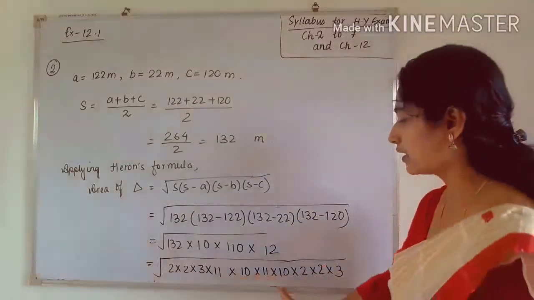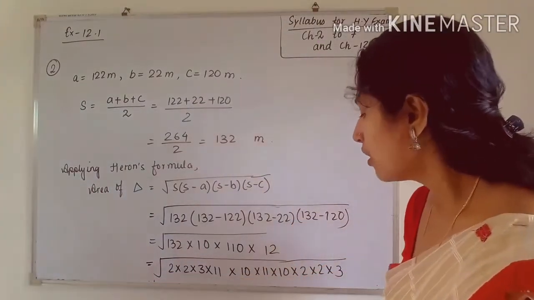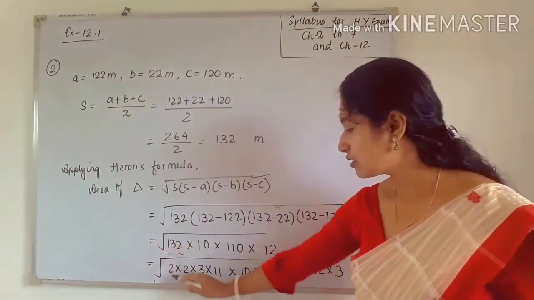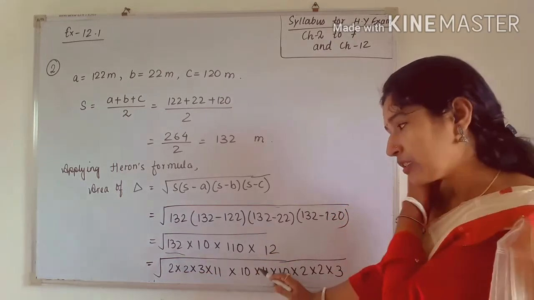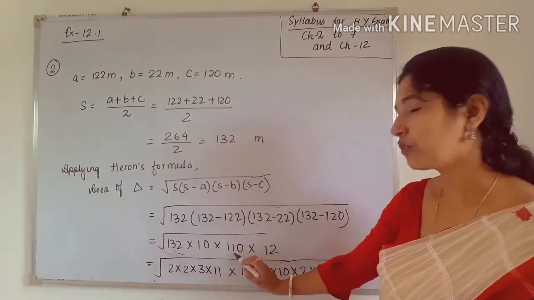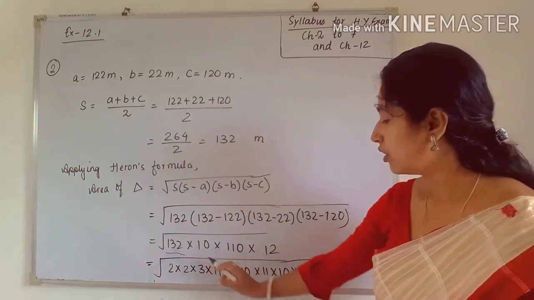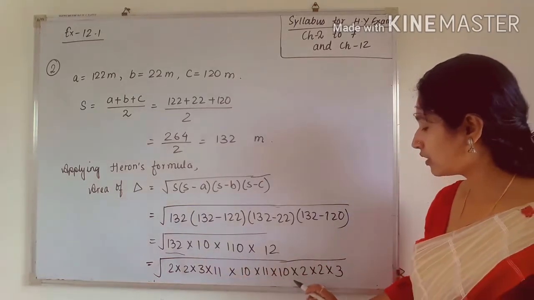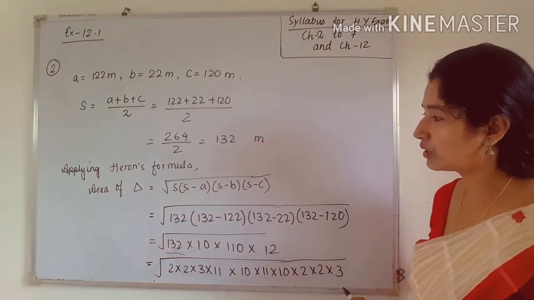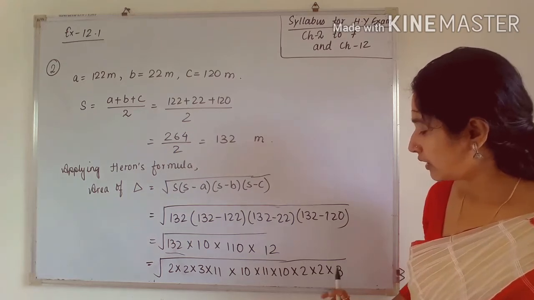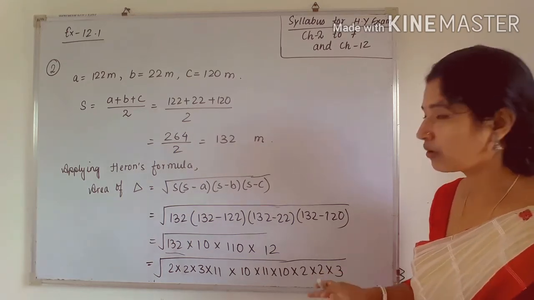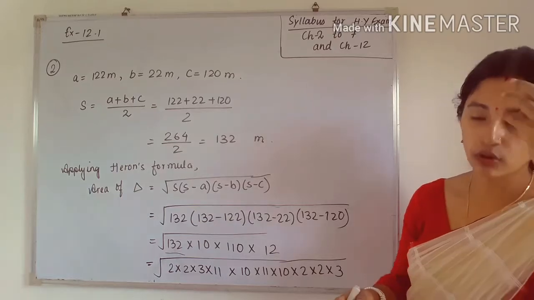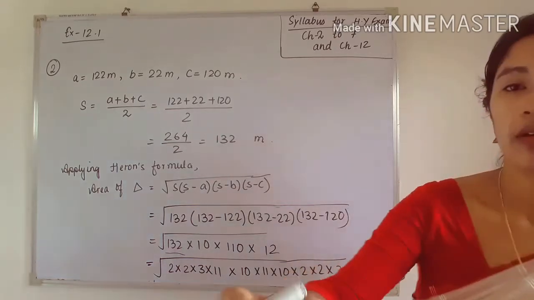The calculation is very simple, you can see here. I have factorized 132 as 2 into 2 into 3 into 11. Similarly 10, but see here, from here also I will get 110, so I have not factorized 10. So 110 can be written as 11 into 10 and 12 will be 2 into 2 into 3. Next we can easily collect all the 2s and all the 3s, all the 10s and all the 11s, so that finally we got the area.